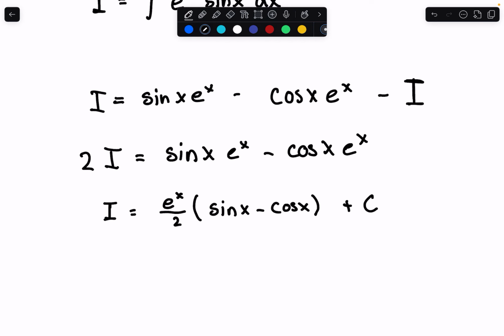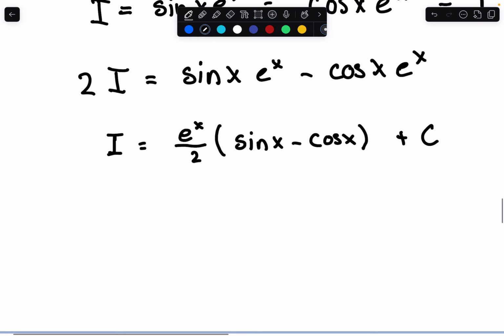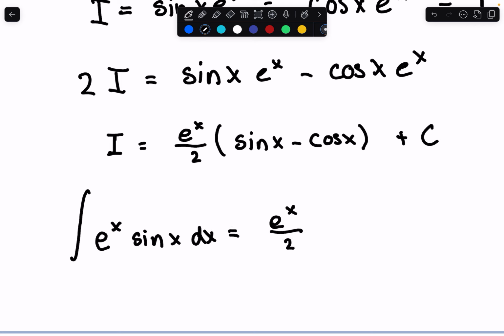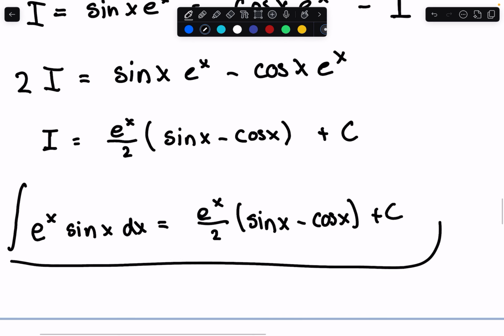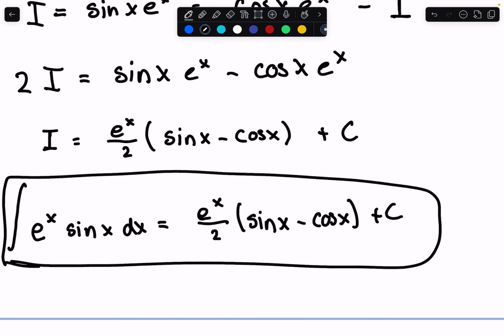And if we want to do our last step here, we can replace I with what it originally was. So the integral of e to the x sine x is equal to e to the x divided by 2 times sine x minus cos x plus c. So that's how we get out of this loop, and that's how you get into it in the first place.